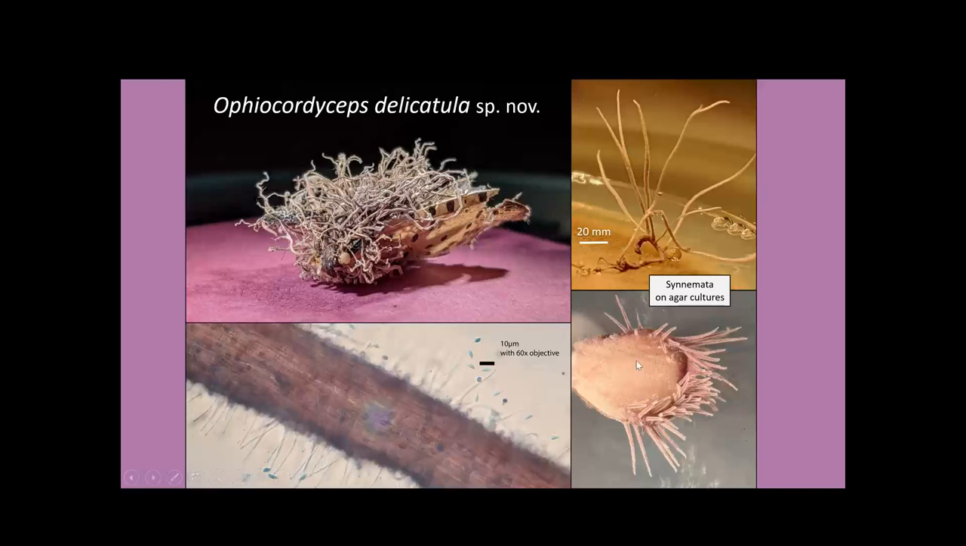You pluck an agar plug on the bottom right, move it somewhere else, and they grow out like these big whiskers or something. And then on the bottom left, that's a close-up of these synnemata structures, and they have these canoe boat-shaped spores. So that was neat.